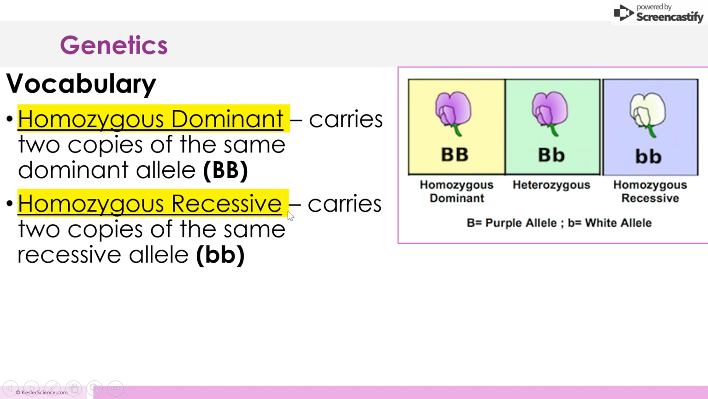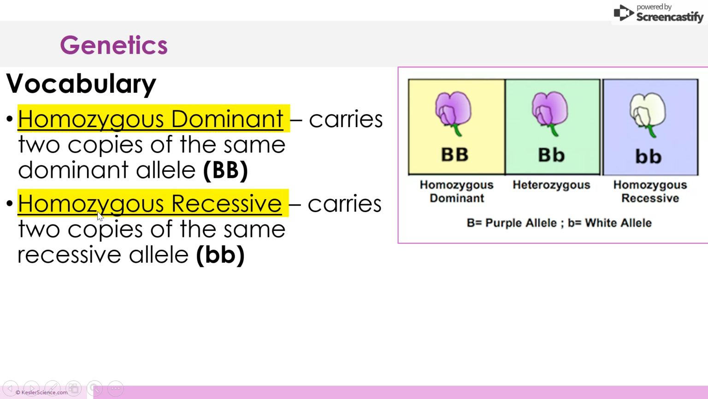Okay, homozygous recessive. Again, go ahead and add this to your glossary. Homozygous recessive carries two copies of the same recessive allele. Homo meaning same. Recessive meaning that we have that recessive allele. And recessive alleles are going to be represented by lowercase letters. And again, for either of these, it doesn't matter what letter we use. They use the letter B here. We could use the letter A or the letter F or E. It doesn't matter. But here they chose to use the letter B.